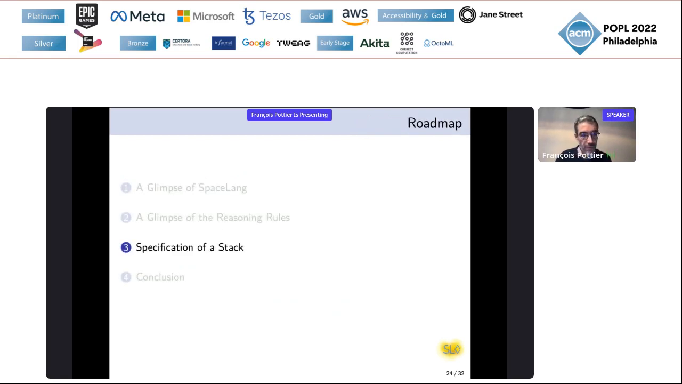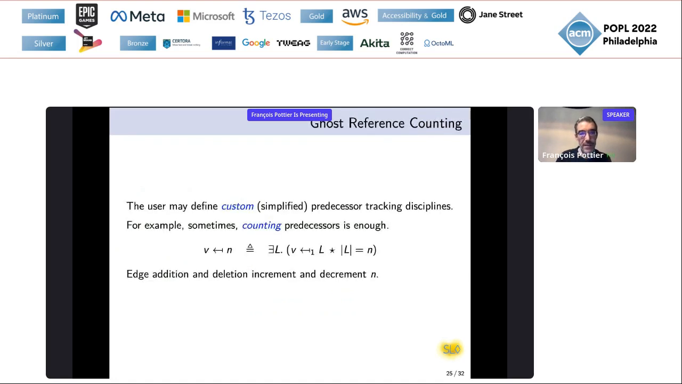I'll conclude in a few minutes. Very quickly, I'd like to show the specification of a stack, what it looks like. In this spec, I'm going to use a simplified form of the pointed by assertion, where instead of keeping track of the multiset of predecessors, I am only going to keep track of the cardinality of this multiset, so the number of predecessors. And this is what we call ghost reference counting. In some situations, it's enough to count the predecessors, and we don't care where they are in memory.